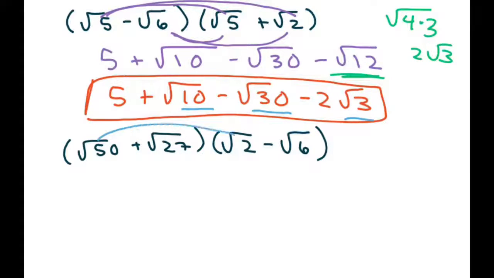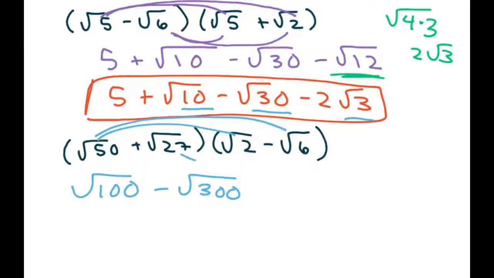Now for this one, I'm going to multiply. You get square root of 100 minus square root of 300 plus square root of 54, and then minus 54 plus 54, this would be 27 times 6 is 162. Square root of 162. This just equals 10.